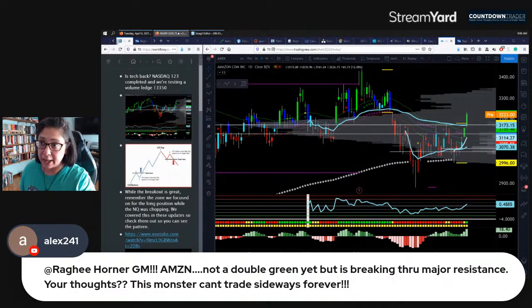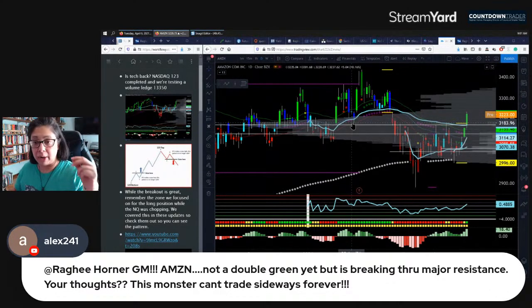So taking a look at Amazon, have we taken out some major resistance? Yeah, we've taken out a longer term point of control. That is what that white line is. That is drawn in automatically based upon a look back using volume of where the most volume has occurred within a set period of time, hence the look back. And we've taken that out.